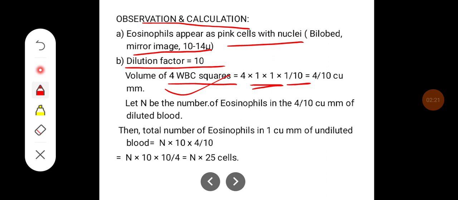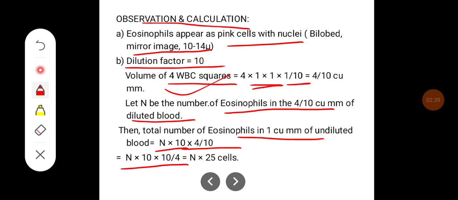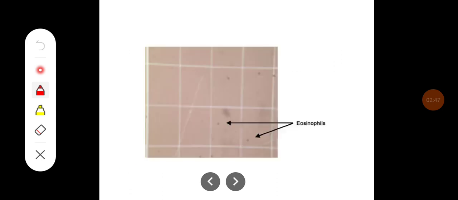Let N be the number of eosinophils in 4 by 10 cubic mm of diluted blood. Then the total number of eosinophils in 1 cubic mm of undiluted blood will be N into 10 into 10 by 4, that is equal to N into 25 cells.